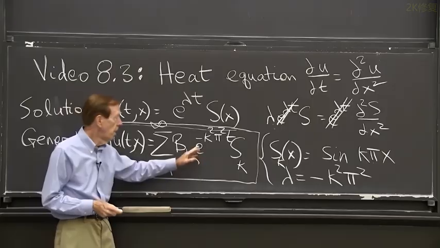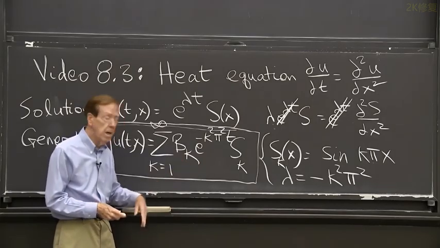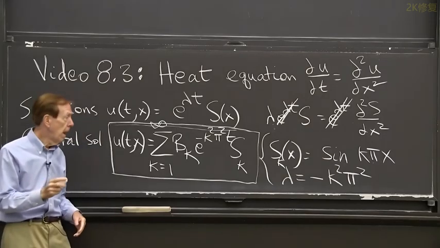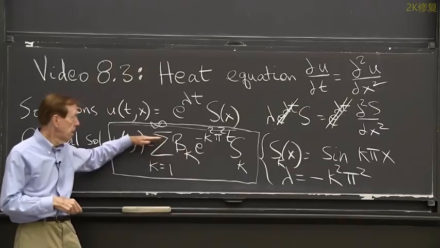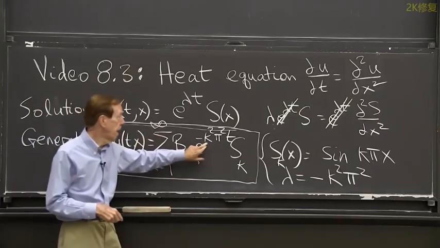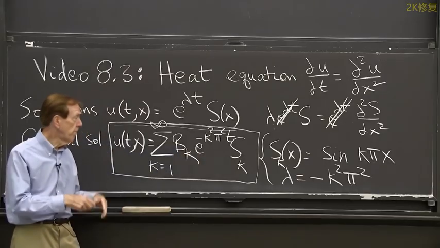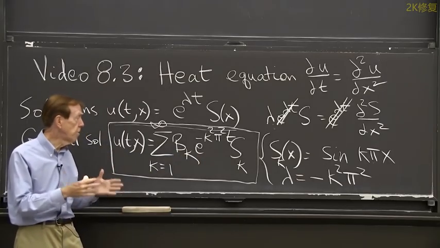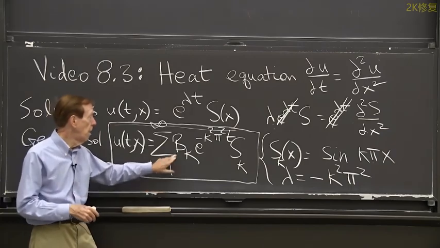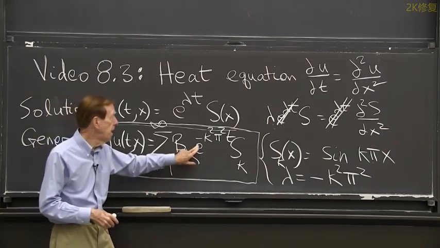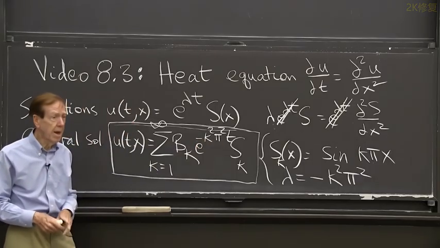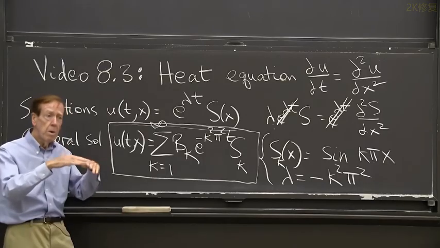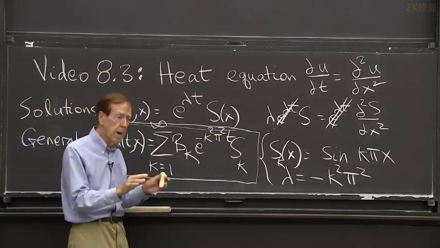So that's the dependence on t. Let's have a look at this. The dependence on t is fast decay. As k gets larger, in the later terms in this sum, the decay is really fast. So the term that decays most slowly, k equal 1, there'll be a b1 and e to the minus pi squared t. That's decaying already pretty fast.